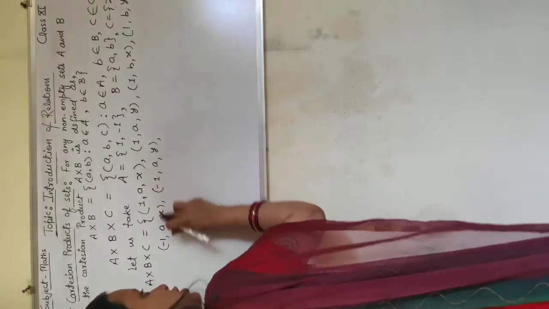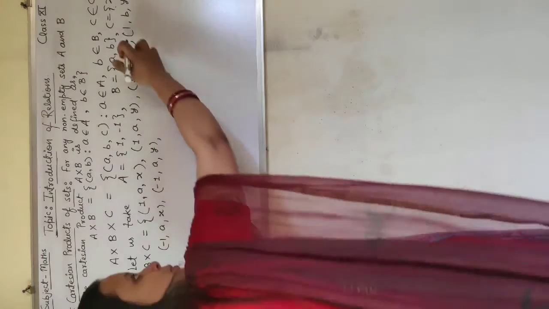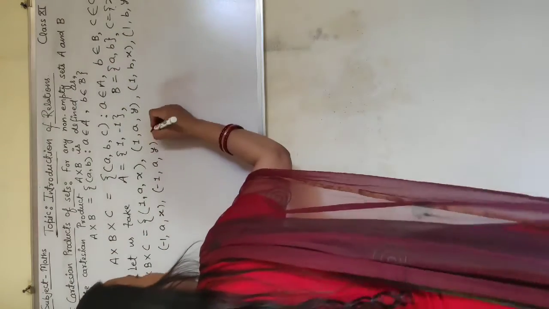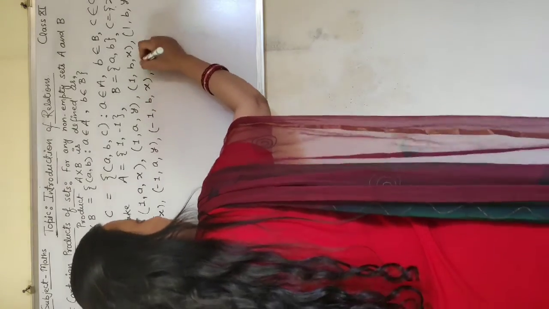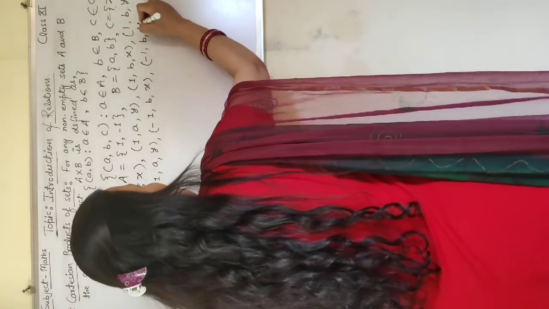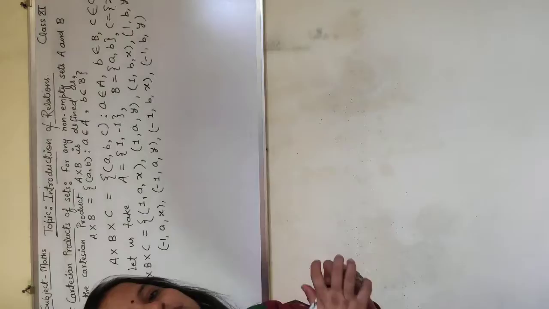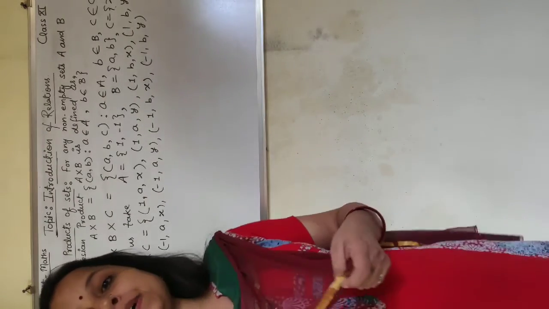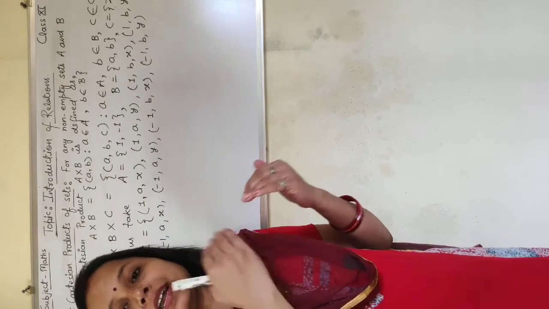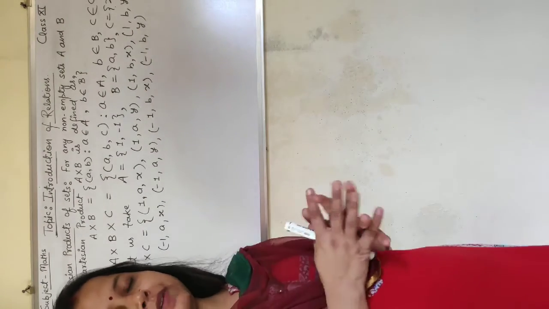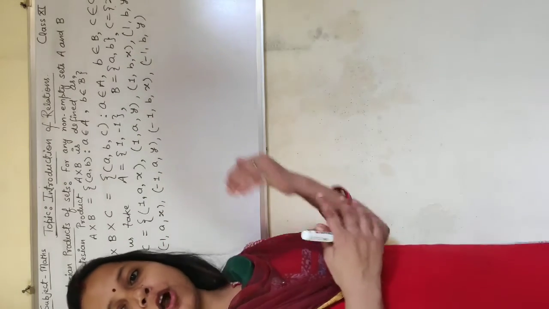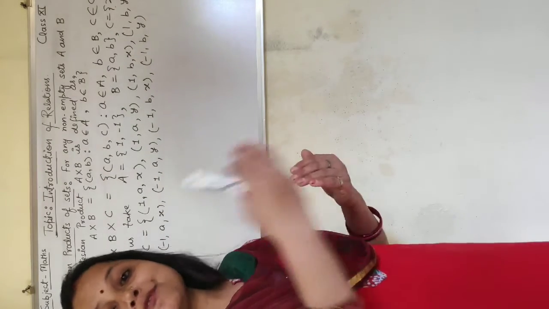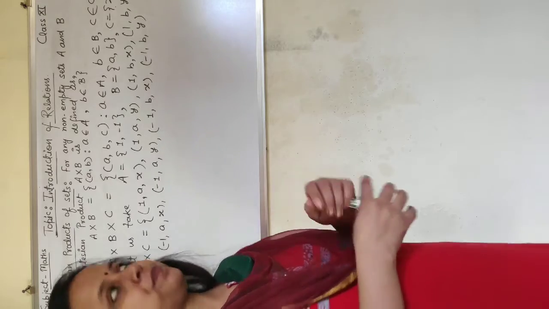Now we will change this element which is A. Now we will multiply it with B. So minus 1, B, X and minus 1, B, Y. Now there is one more thing: how many ordered pairs will be there in any Cartesian product of any given sets. So there is a formula to count the number of ordered pairs or ordered triplets, to check if we have done it completely or not.